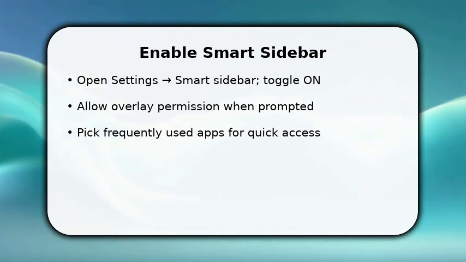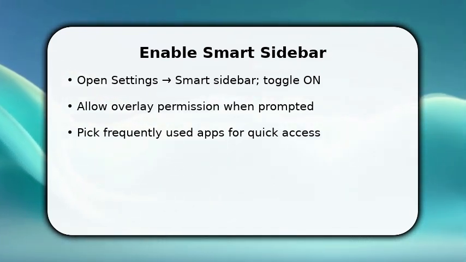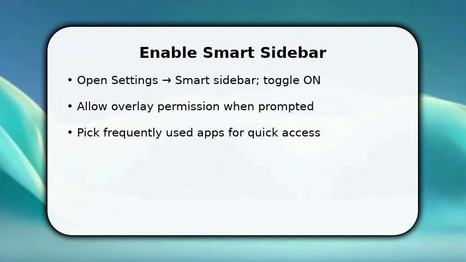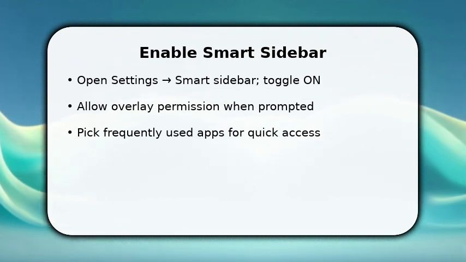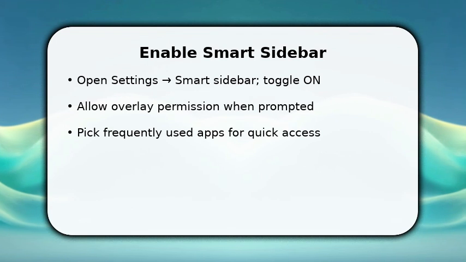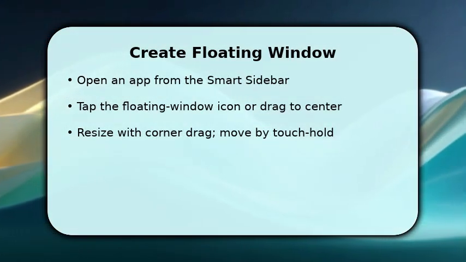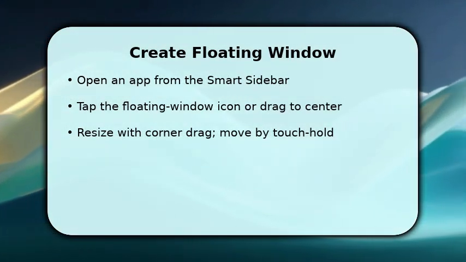Once done, populate the sidebar with the apps you use in a float. Tap Add or drag apps in. This creates the quick launch list you'll use to summon a floating window instantly, avoiding digging through Recent or Home every time. With the sidebar active, open an app directly from it to trigger the floating window option.